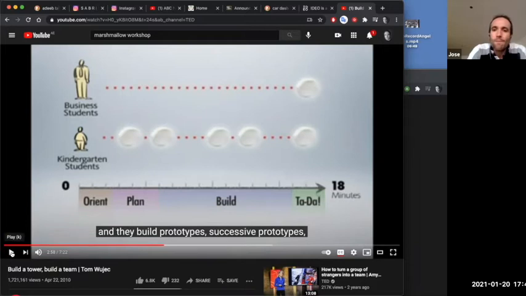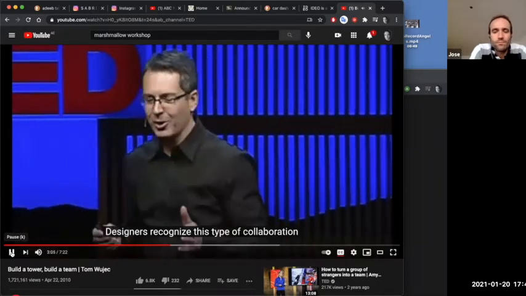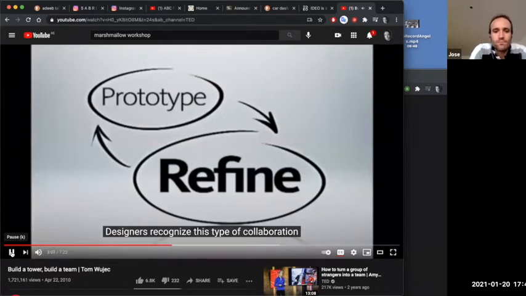Any other questions? Of prototypes, always keeping the marshmallow on top. So they have multiple times to fix and to build prototypes along the way. So designers recognize this type of collaboration as the essence of the iterative process. So here, the iterative process: prototype, learn something, improve the design, check it again, learn, improve, check, learn, improve. That cycle is the core of design thinking. It is the core of UX design. It is the core of app design today. It is the core of Agile.